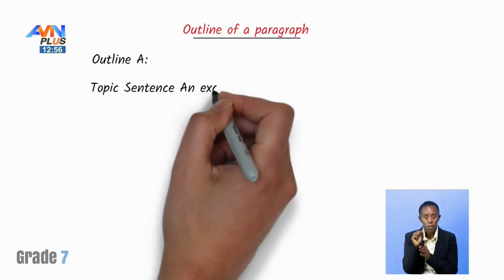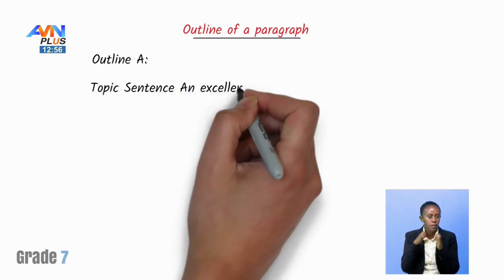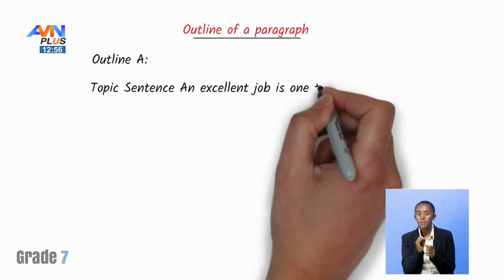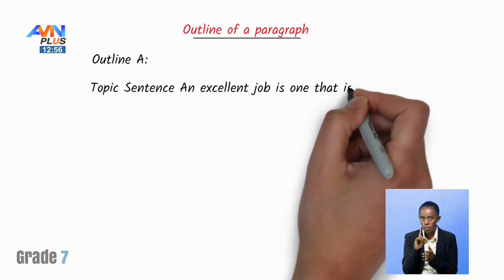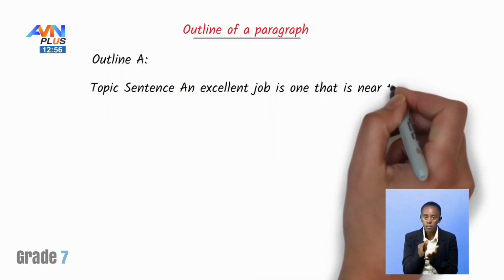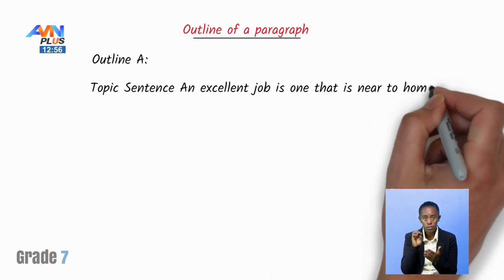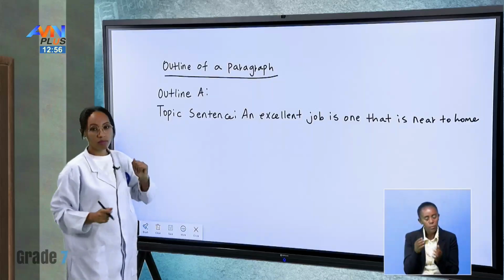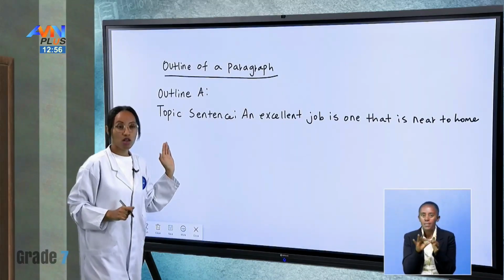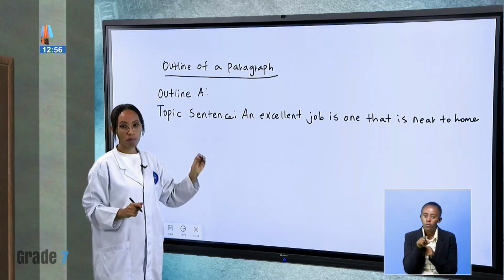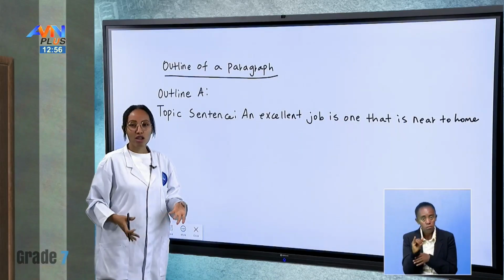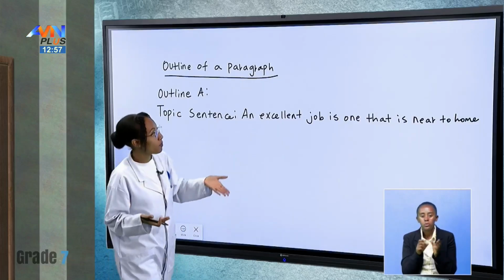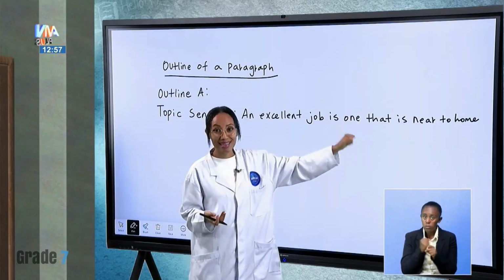An excellent job is one that is near to home. This is an example of a topic sentence. So, if you have your topic sentence idea, then what outlines can you get out of this topic sentence? For example, an excellent job is one that is near to home.